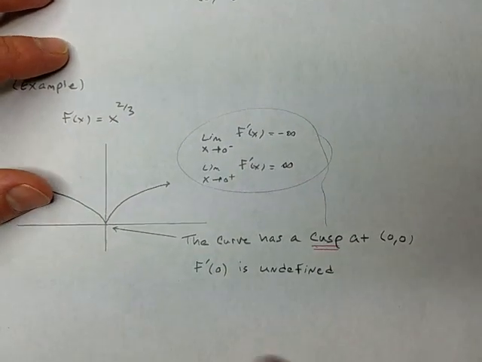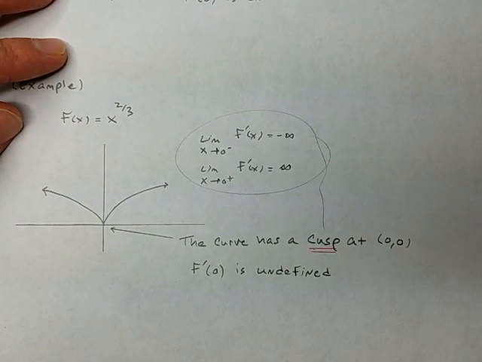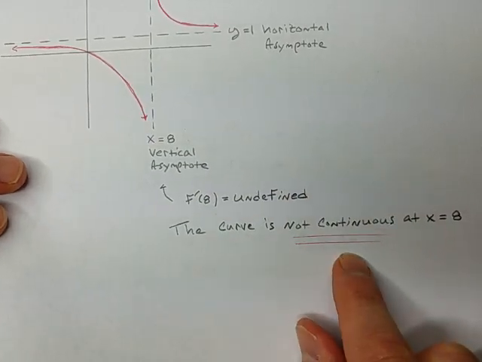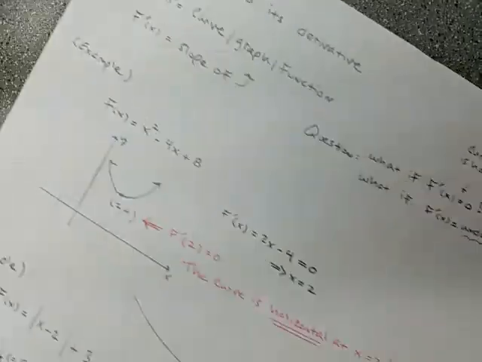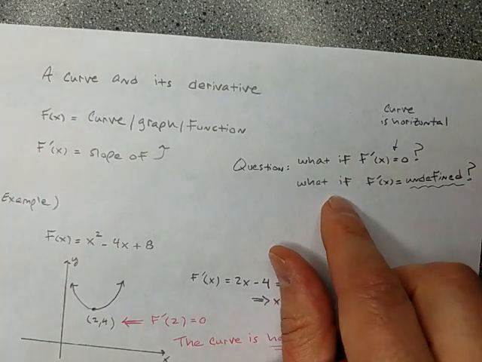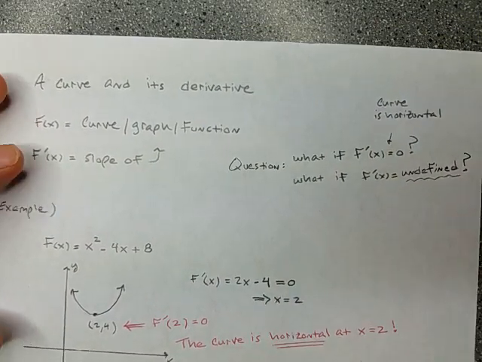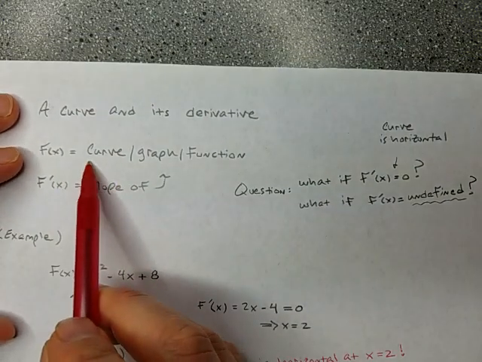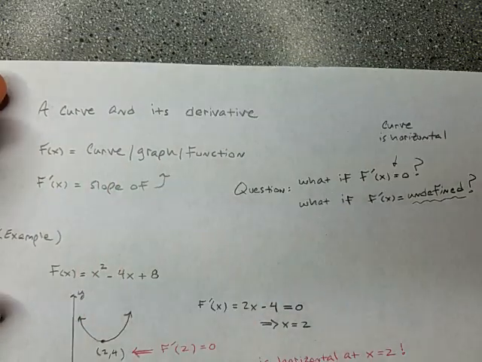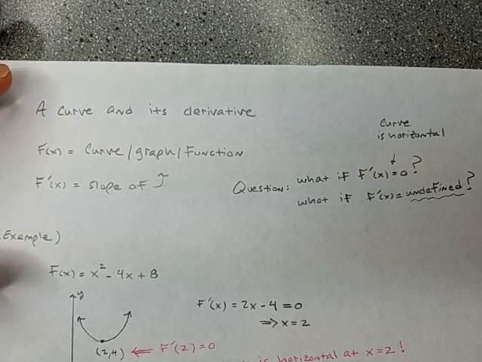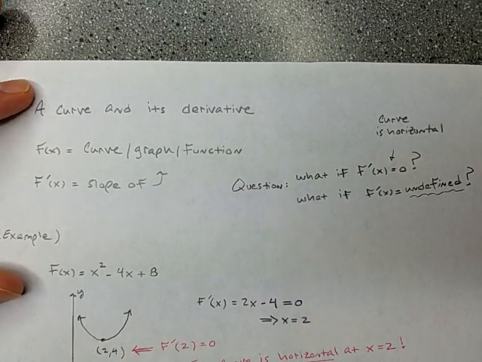It could mean that the curve has a cusp, or it could mean that the curve is not continuous. So those are all the scenarios that might happen if the derivative is undefined. Nonetheless, the derivative tells you the slope of the curve either way. And in the videos and problems that follow, in lessons or online, this is all going to be in that context.